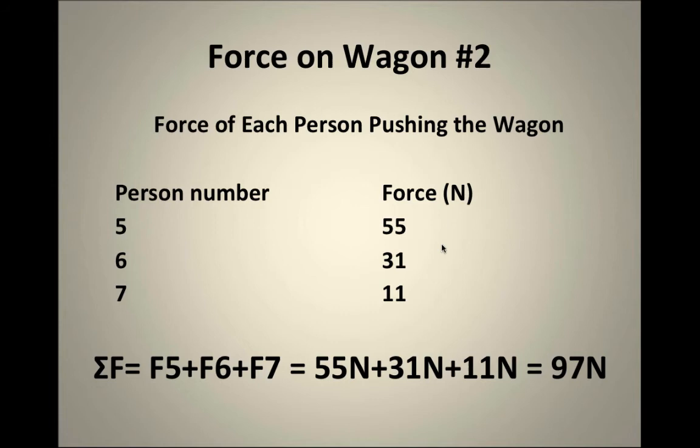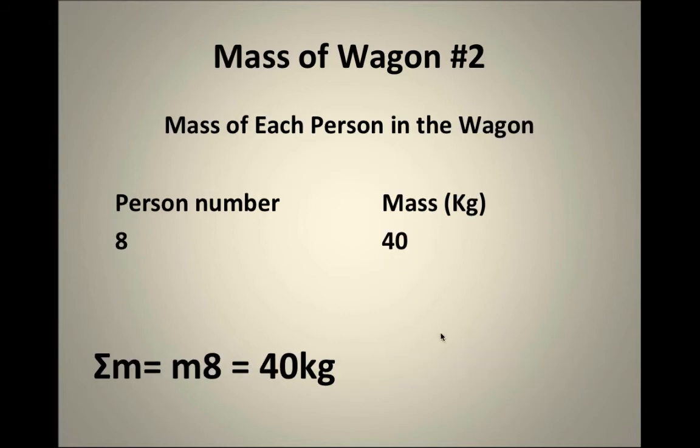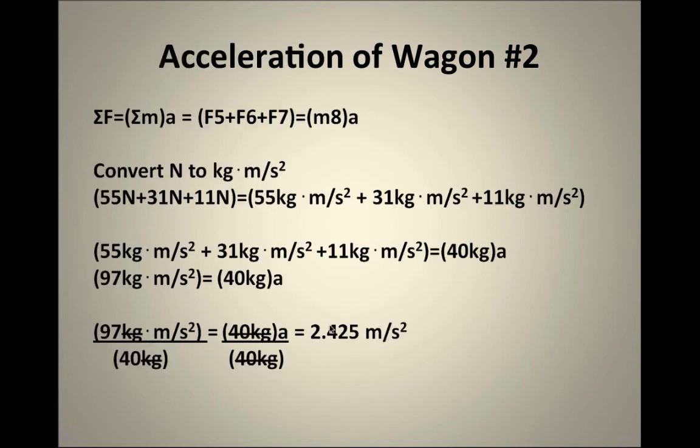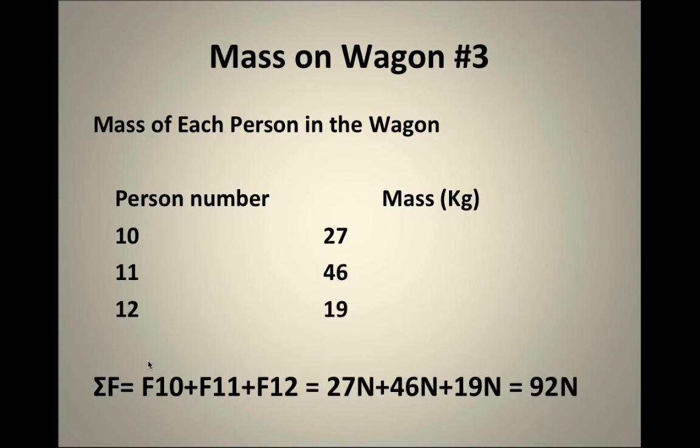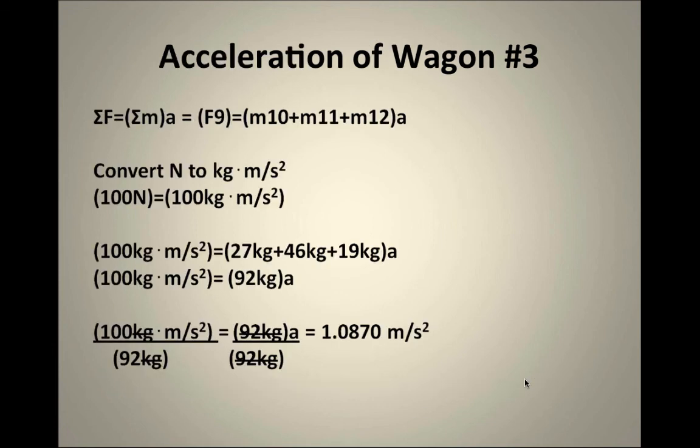Okay, same thing for wagon 2. Add the forces together to get 97. 1 mass, you don't have to do anything to it. And then your acceleration is going to equal your force divided by mass. Wagon 3. One person, force is 80. 3 people add their masses together, mass is 92. Once again, you get your acceleration by taking your force, dividing by mass.